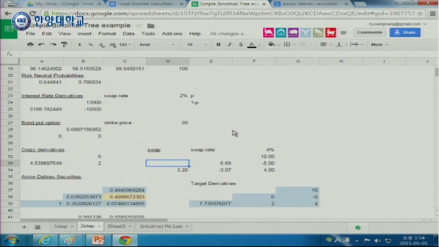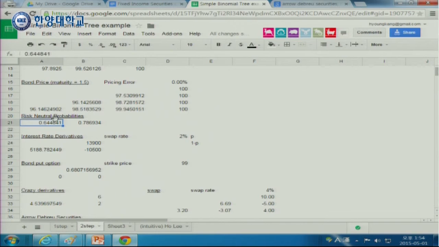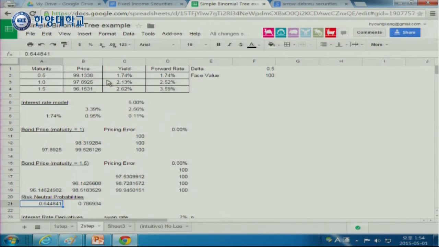So when we use the solver, we calculate this one first using the solver, and we use this one and the second one for the second. So using this data, we have the bond price for the first period. In this tree, in order to match the pricing error of this one, we calculate the risk neutral probability. And with this risk neutral probability, we now match the 1.5 year bond.